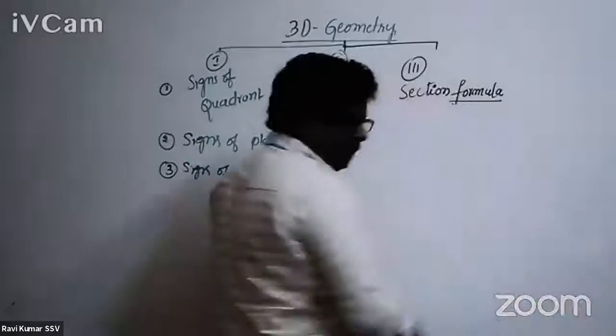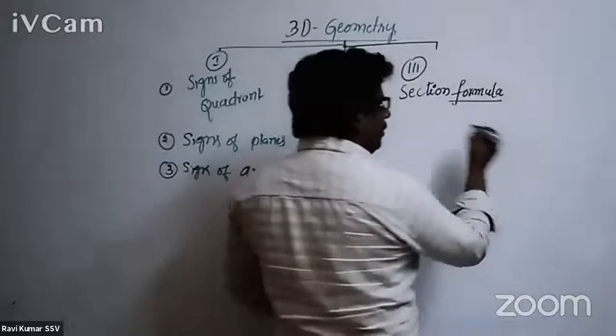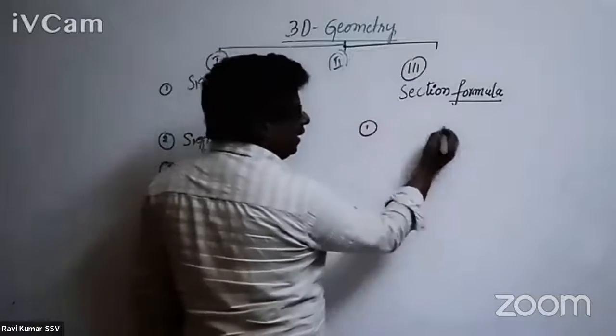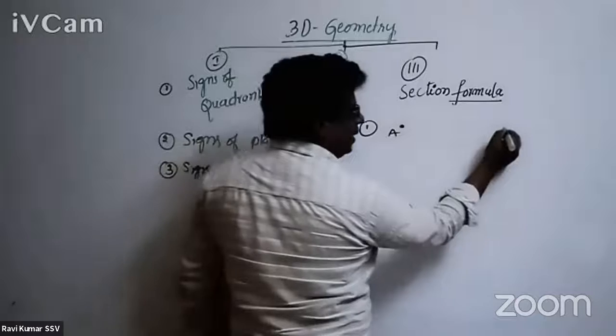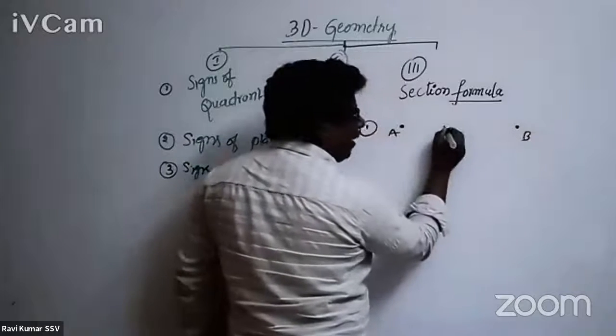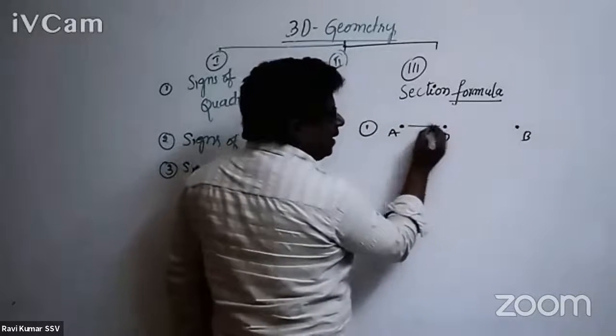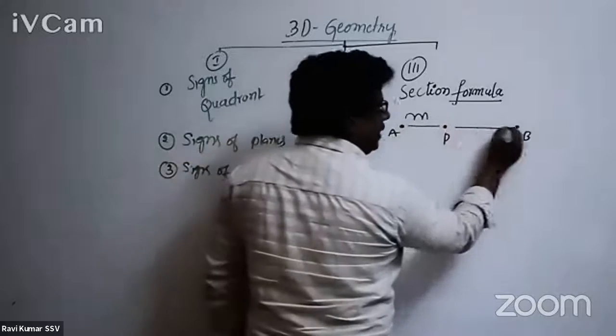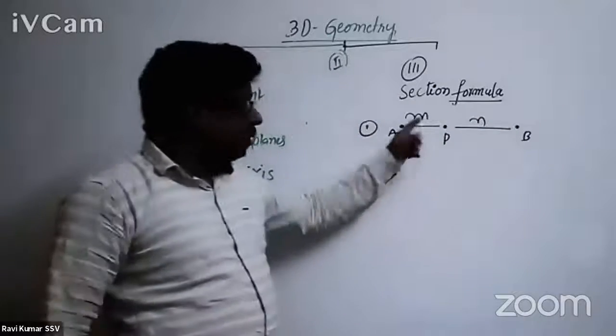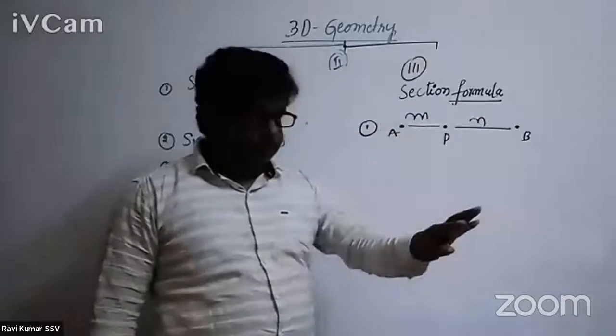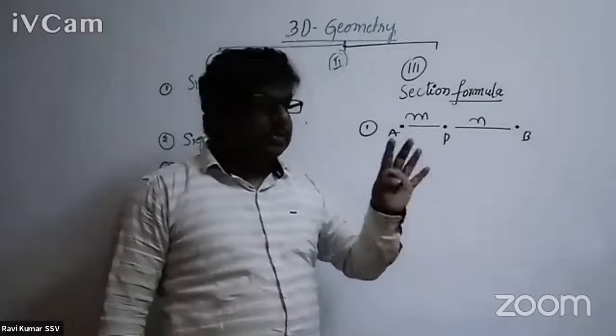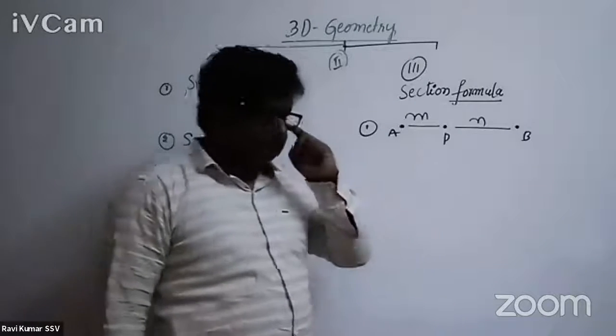This is what we studied. I'm writing the section formula of 10th class again. This is the 10th class formula. This is point A. This is point B. Here point P is there. This is M. This is N. M and N mean not distances, it is a ratio. Clear? It is a ratio, not distances.